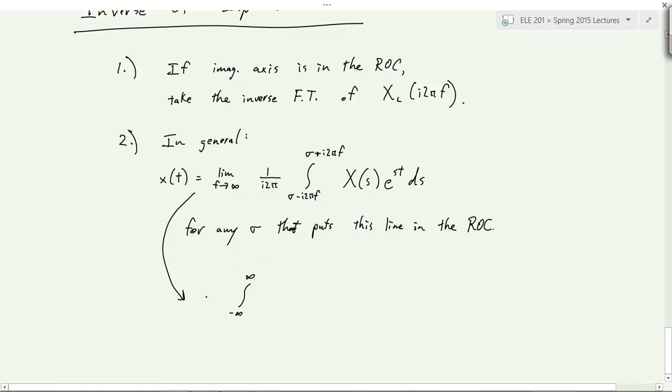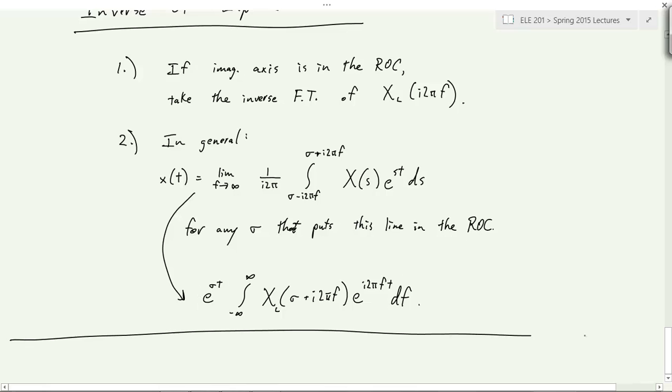You're going to get this part comes out of the integral, and you're going to have X, the Laplace transform there, of sigma plus i2πf, e to the i2πft df. And you can see that's exactly what we said in words to do. You're going to take a line within the region of convergence. You're going to do the inverse Fourier transform. And then you have to just get rid of that scaling. Okay, so it's quite straightforward.